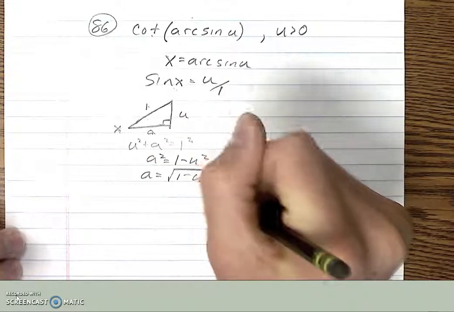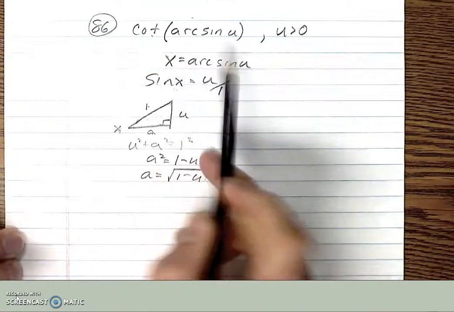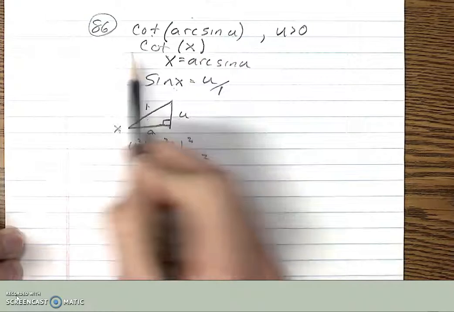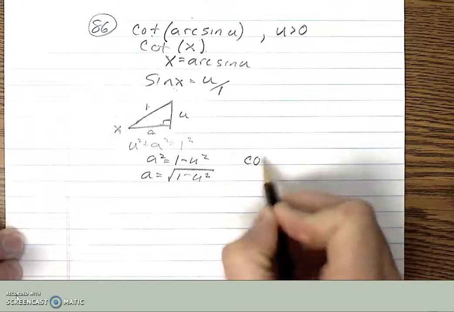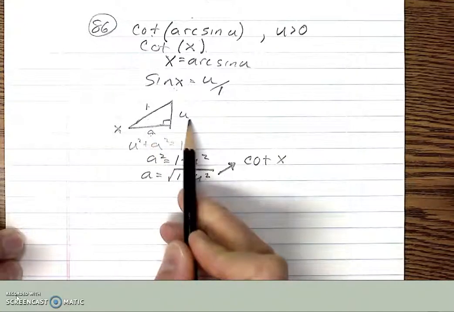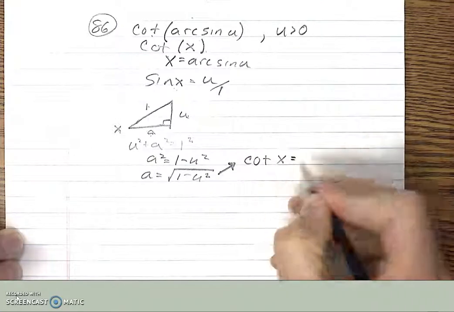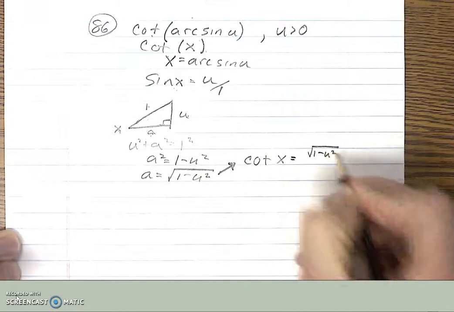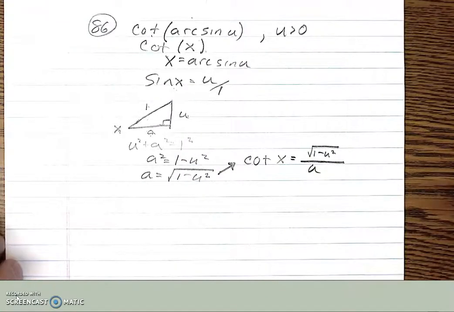So a is actually this, right? And again, we use substitution because it allows us to say the cotangent of x is what we're actually looking for. It's what we're trying to find. So the cotangent of this angle x now is adjacent over opposite, right? That's cotangent. So the adjacent is a, which is the square root of 1 minus u squared. And the opposite is u, which is that.